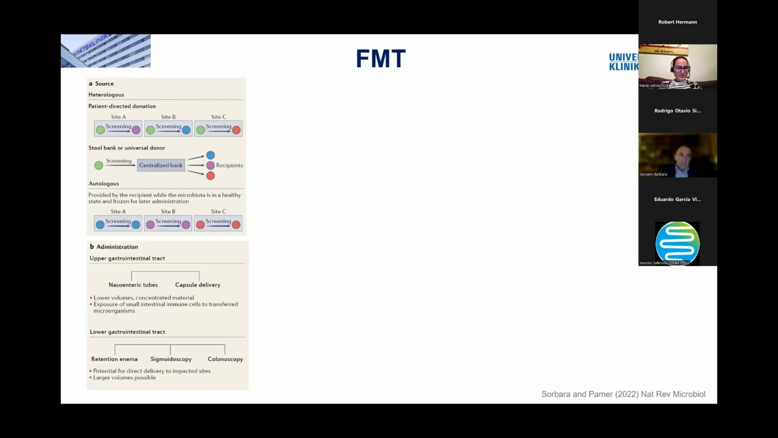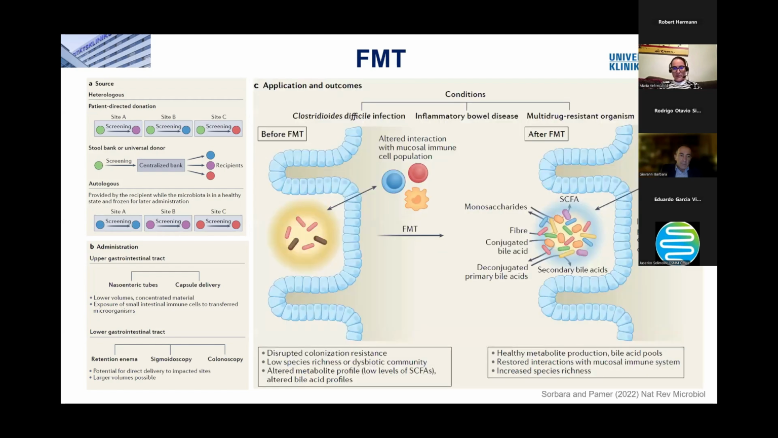I think that's why it hasn't been exploited that much. Now, concerning the route of administration, there are different options. You can use the upper gastrointestinal tract by nasoenteric tubes, or, a bit more state-of-the-art, you can use capsules, or you can go via the lower gastrointestinal tract using an enema, a sigmoidoscopy, or a colonoscopy.